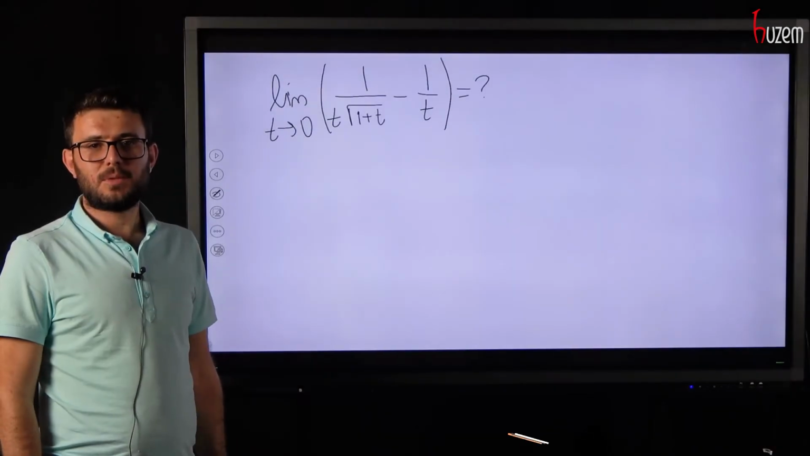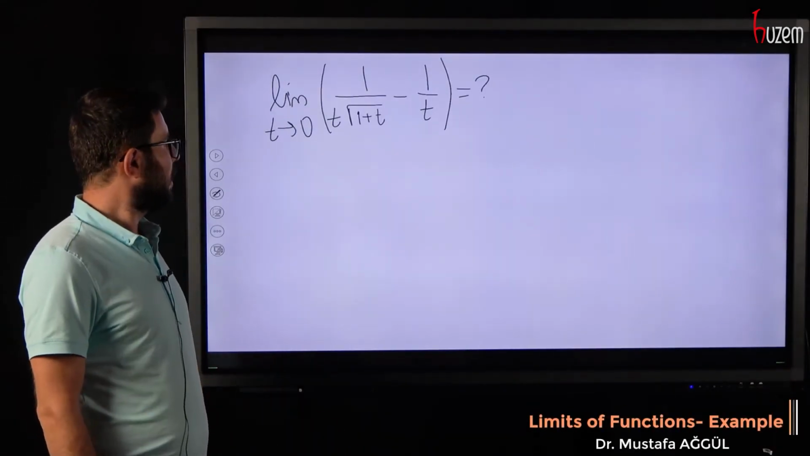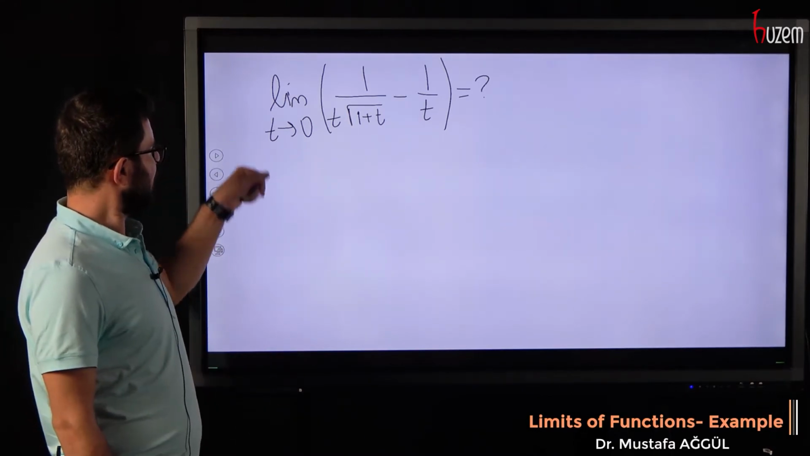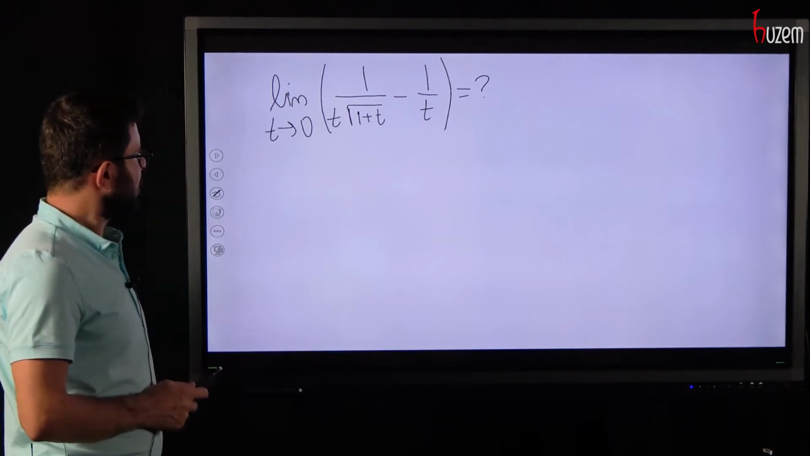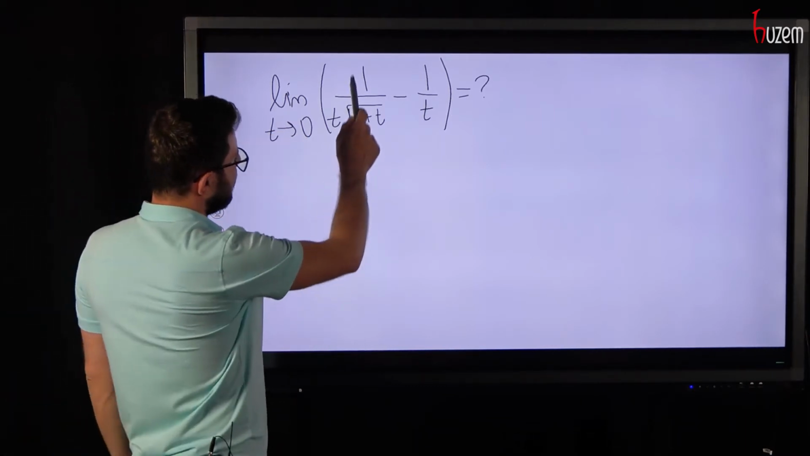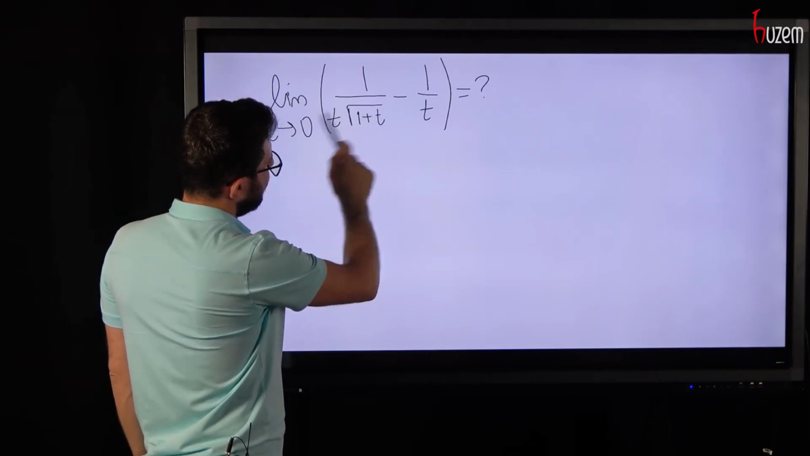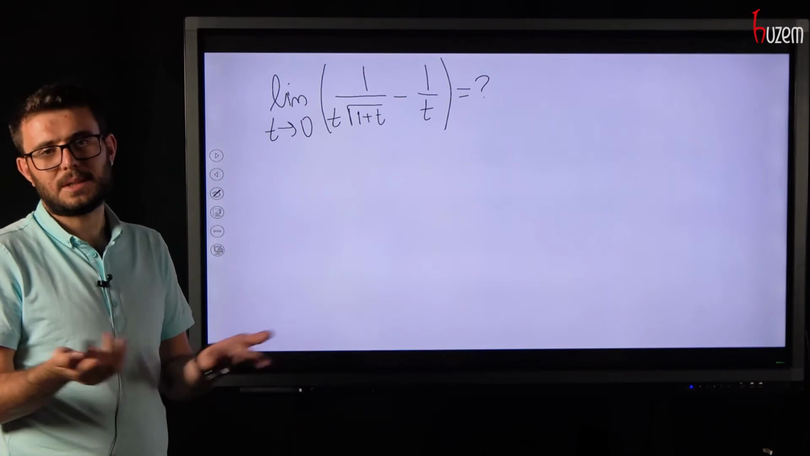Hello, in this video we will practice on our limit knowledge. So in the first example we have the limit as t approaches 0 of some expressions here. If we substitute 0 for t, we'll see we have 1 over 0 minus 1 over 0, and 1 over 0 does not make sense.